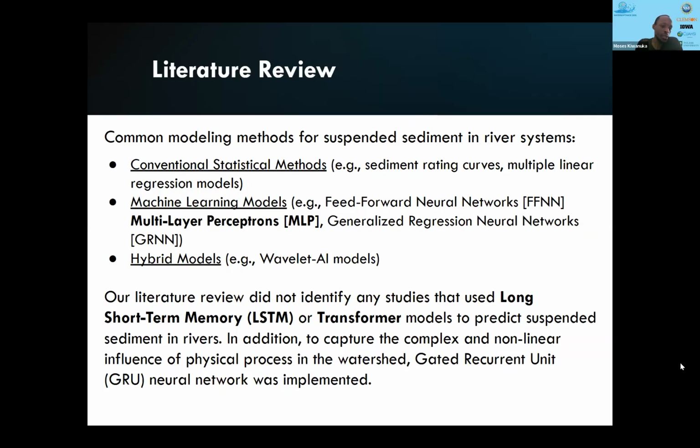So we did a literature review, and we found that most of the methods used in the field are conventional statistical methods like sediment rating curves and multiple linear regressions, which can't capture the nonlinear component of suspended sediment because it's highly variable, as said earlier. A few machine learning models like the FFN and the multi-layer perceptron are also not very appropriate, and there are some hybrid models like the wavelet. But in our literature review, we didn't see much work done using the LSTM or the transformer model, which became our major focus in this work. Ariana?